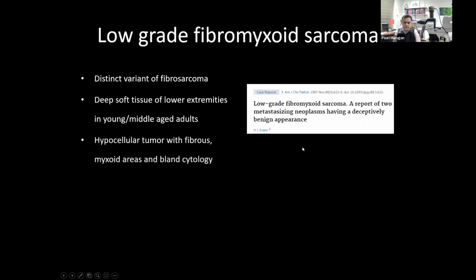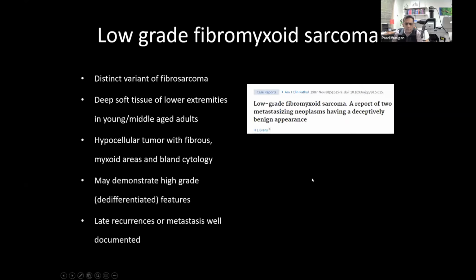And these classically present with the features that we saw in many parts of our tumor: hypocellular, very bland looking, can easily be mistaken for benign tumors. Some cases, though, as we saw in our case, may demonstrate higher grade features, which are called dedifferentiated low-grade fibromyxoid sarcomas. The most important thing to note about these tumors is that despite their bland appearance, they can show plenty of recurrences, and these recurrences can often be late.